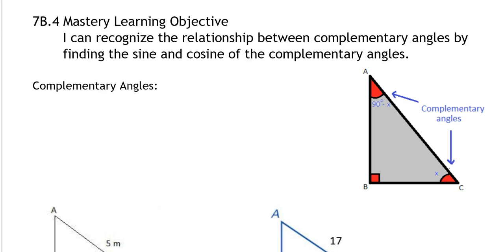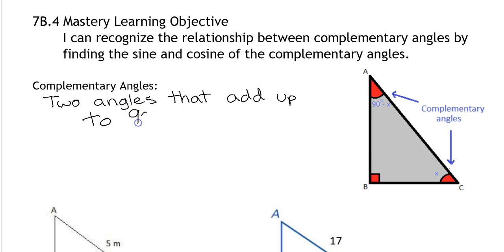Complementary angles are two angles that add up to 90 degrees. For example, 30 degrees and 60 degrees. If I had two angles, one that was 30 degrees, one that was 60 degrees, those would be complementary angles because 30 plus 60 is 90.